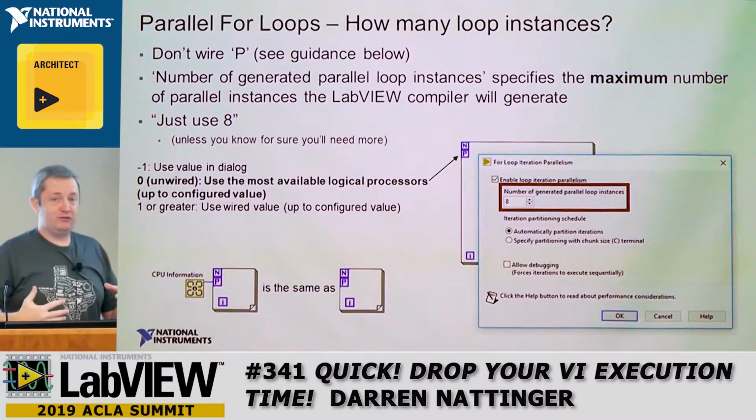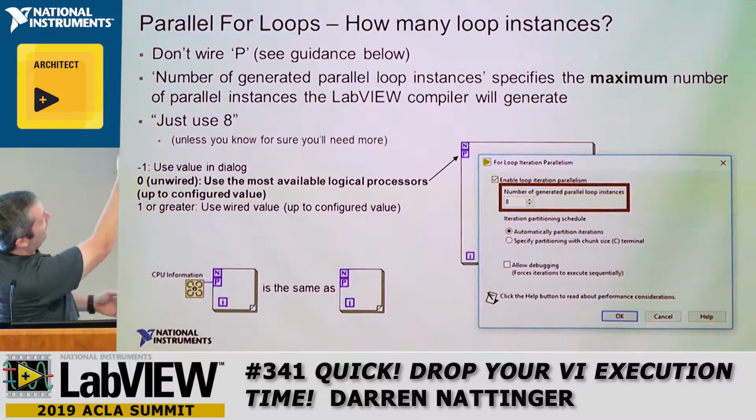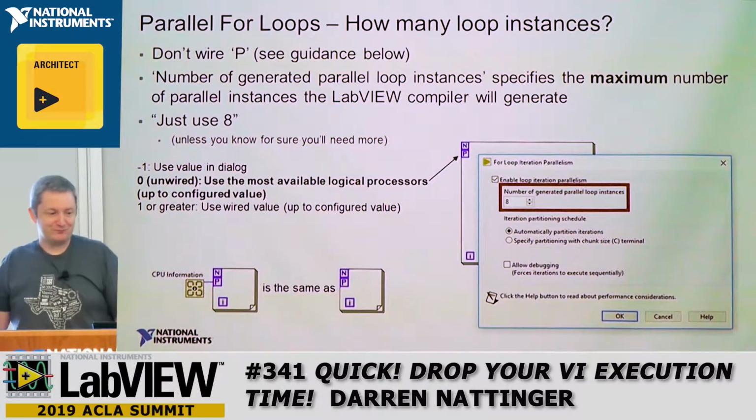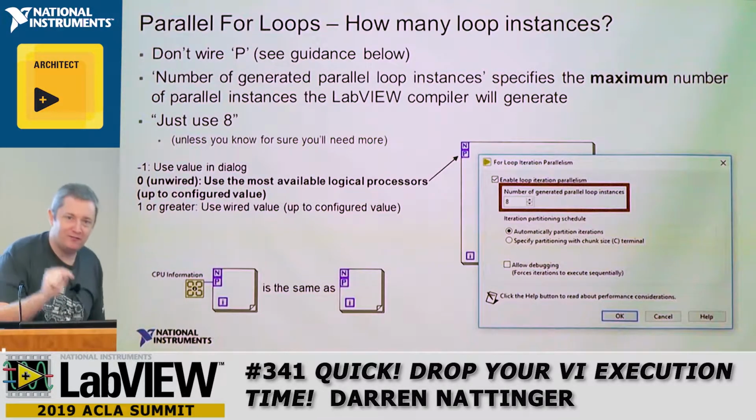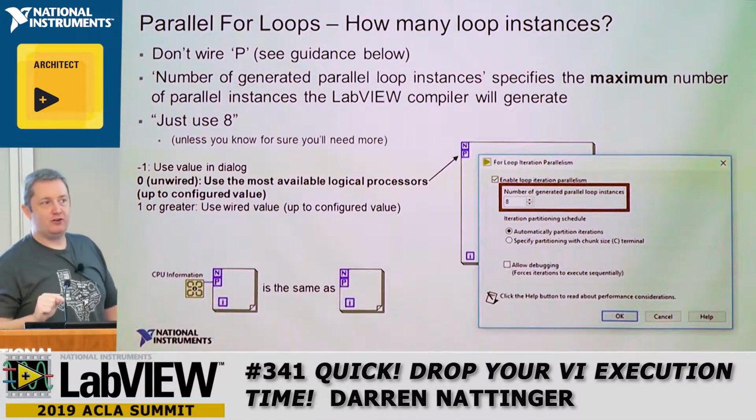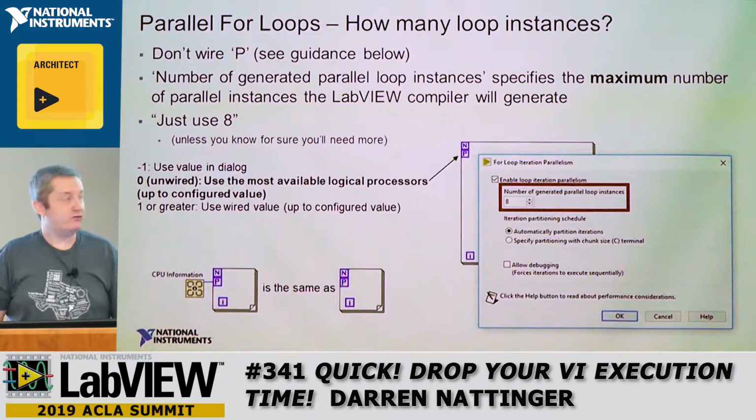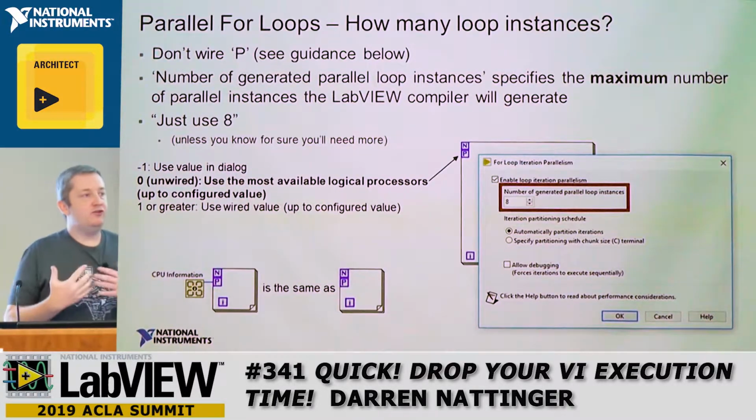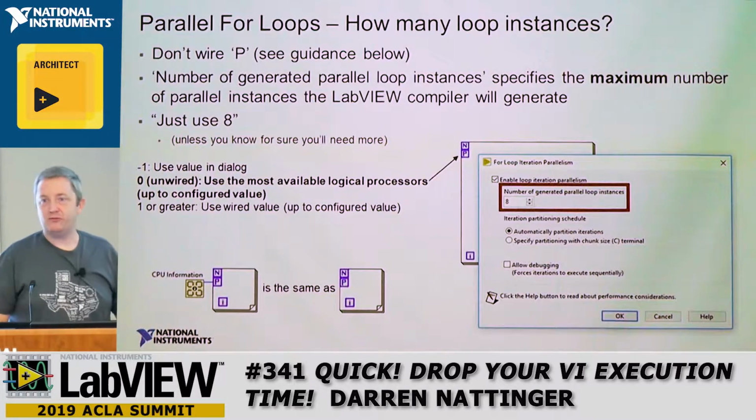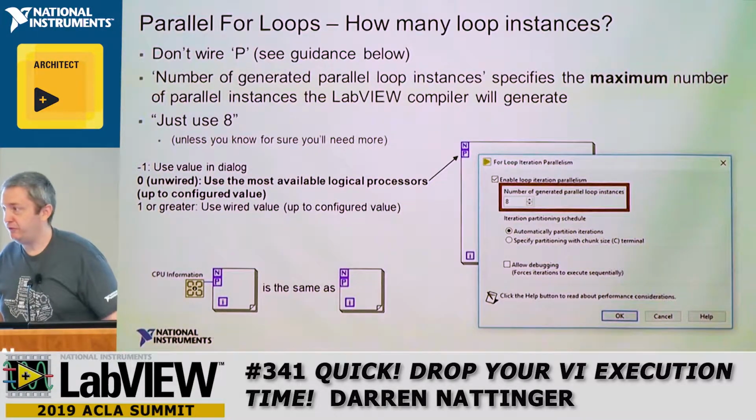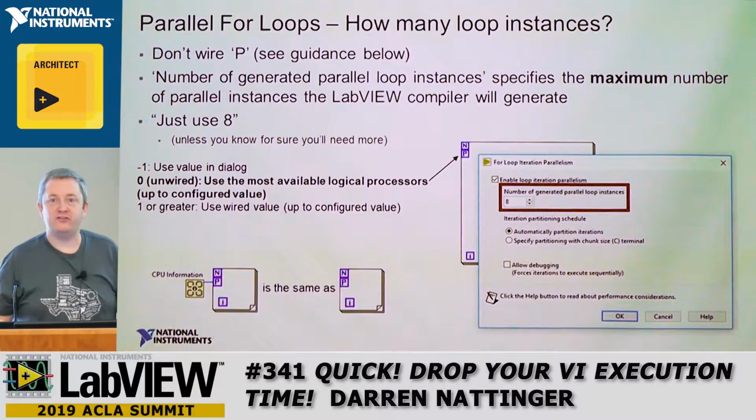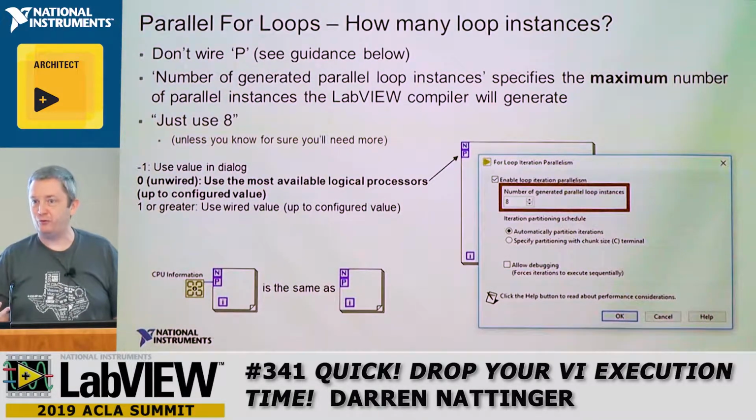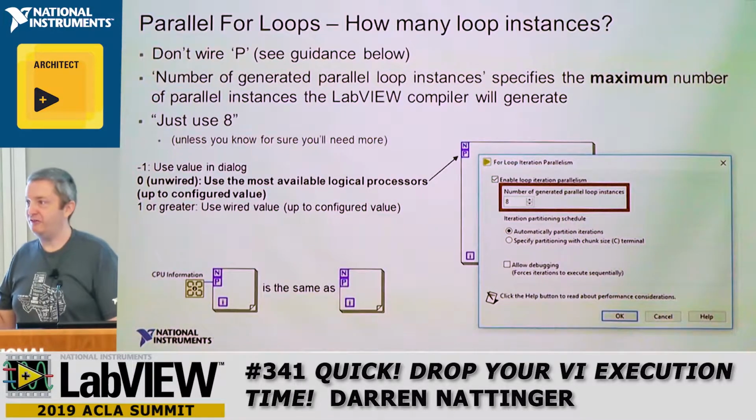So, if you listen to Steve in LabVIEW R&D, you will always use 8. If you know for a fact that you are deploying this code to a machine that has more cores, then set that number to whatever number of cores will be on that machine. Don't set it to 64, which is the maximum number on there, unless you're deploying to a 64-core machine, because it makes no sense to increase your code complexity to have 64 instances of this for loop when you're running it on a machine that only has 8 cores.